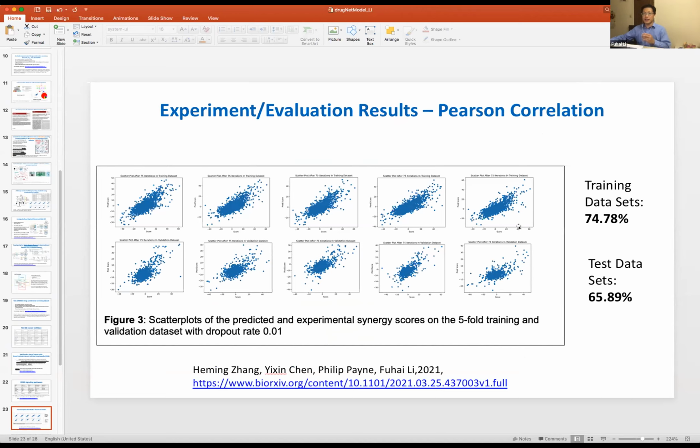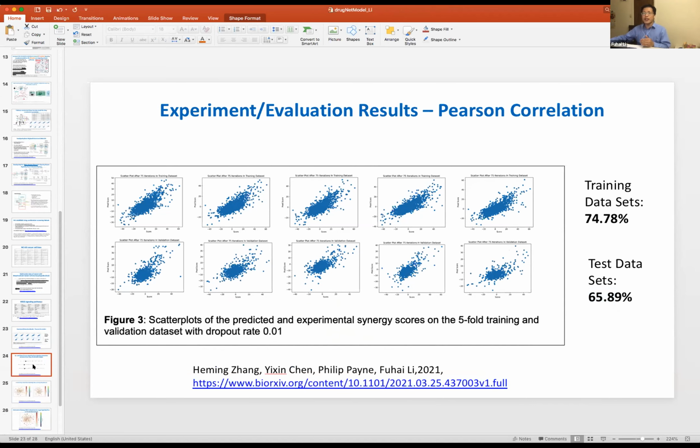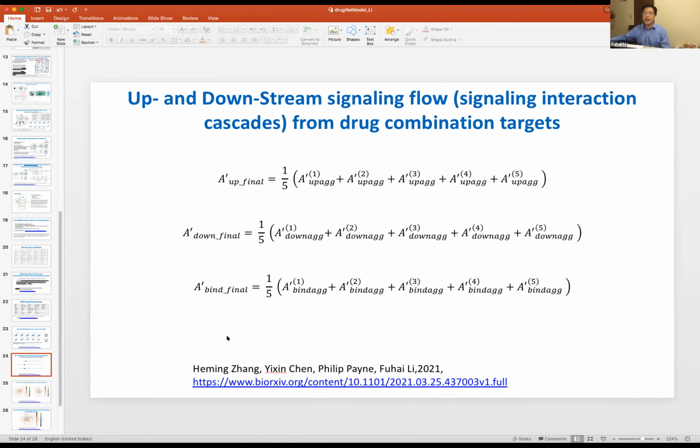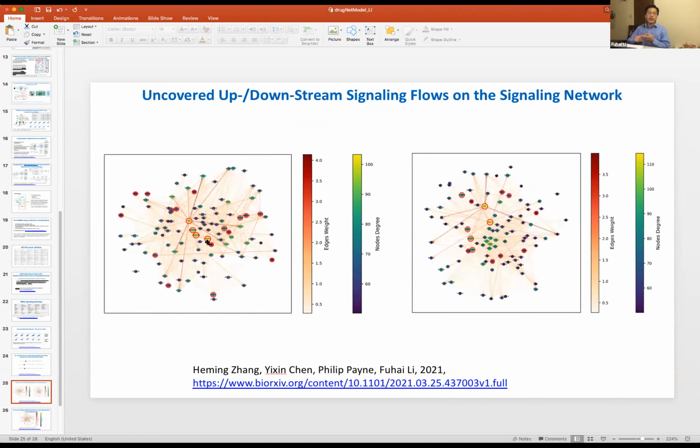First, we can see the prediction. It has the capability to predict drug combinations at a very good accuracy compared to DeepSynergy. The most important thing is that through this model, we can identify the potential network. First, we can predict which interactions are important. From these two images, you can see this is upstream and this is downstream. Upstream means from other genes to the drug target, and downstream from the drug target to other genes. The width of the interaction edge indicates whether this interaction is important or not.